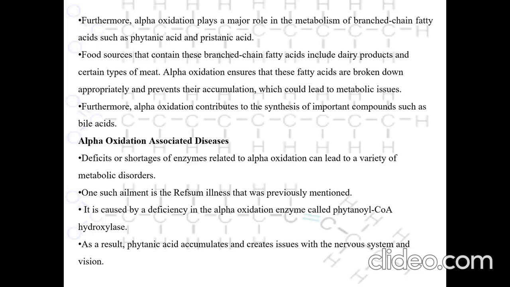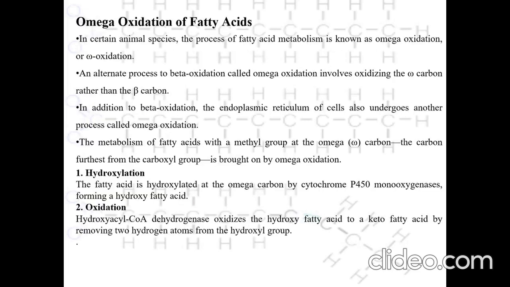Alpha oxidation associated diseases. There are some deficits and shortages of enzymes related to alpha oxidation that can lead to a variety of metabolic disorders. One such ailment is Refsum's disease, which was previously mentioned. It is caused by a deficiency in the alpha oxidation enzyme called phytanoyl CoA hydroxylase. As a result, phytanic acid accumulates and creates issues with the nervous system and vision.